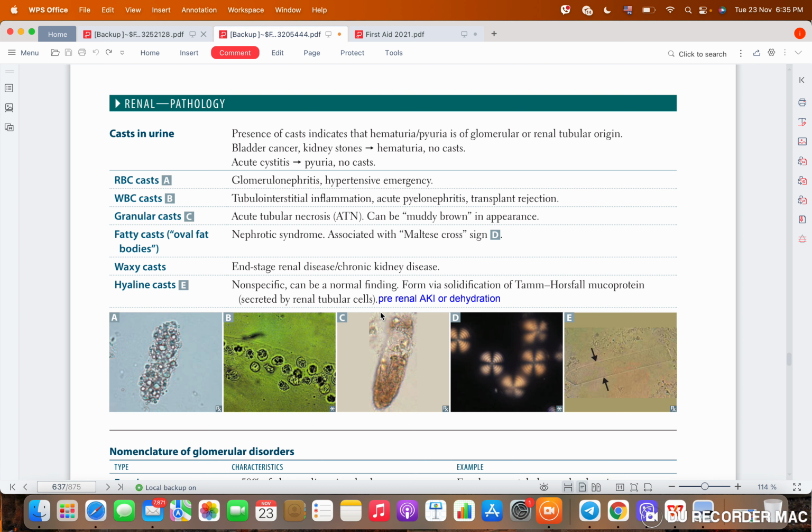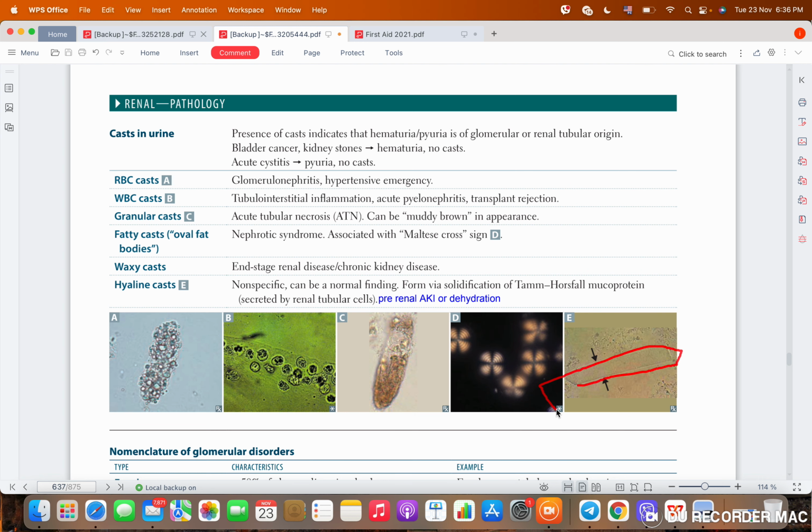Specific gravity of the urine during dehydration becomes higher, because the urine is becoming more concentrated. The same thing happens with a pre-renal acute kidney injury. In the case of pre-renal, it could be, for example, due to heart failure, which will lead to less perfusion to the kidney. Less perfusion to the kidney can lead to what? This Tamm-Horsfall mucoprotein starts going from your tubules to your urine and forming hyaline casts.